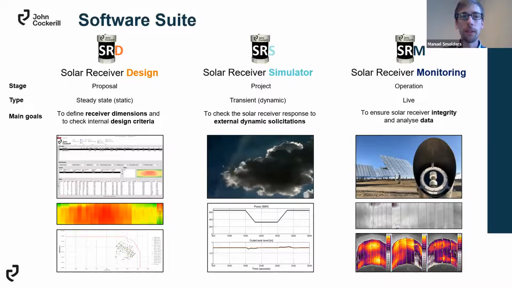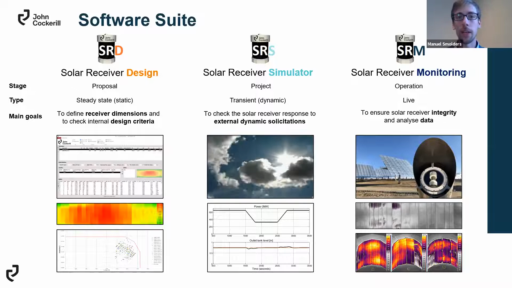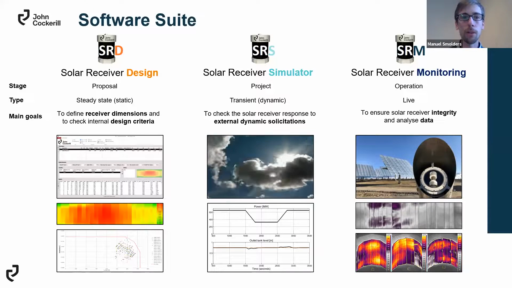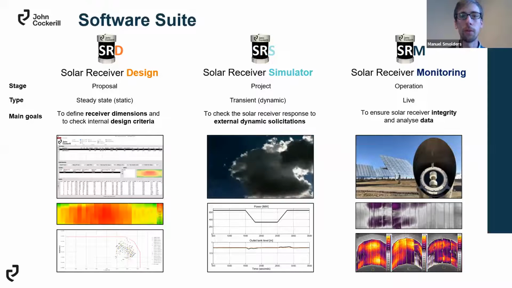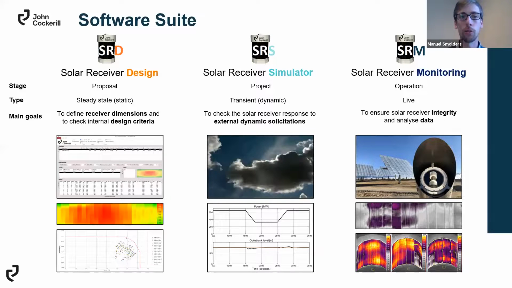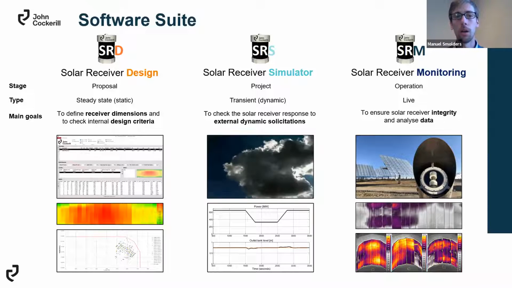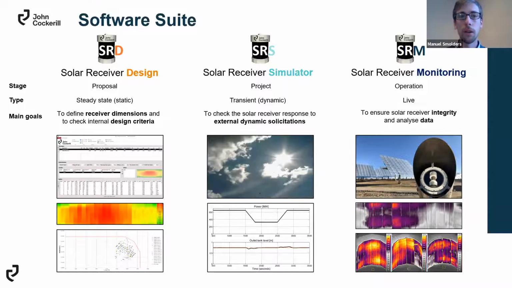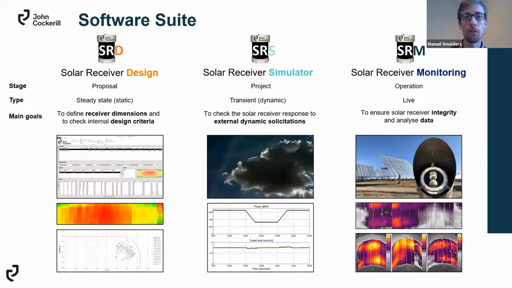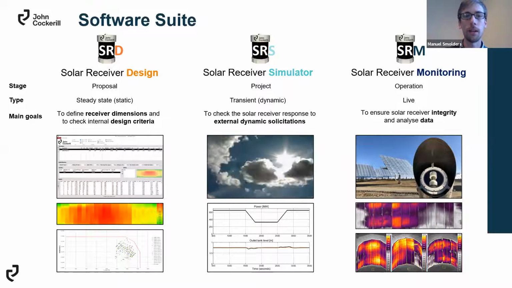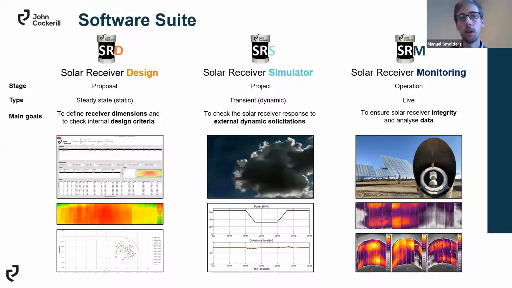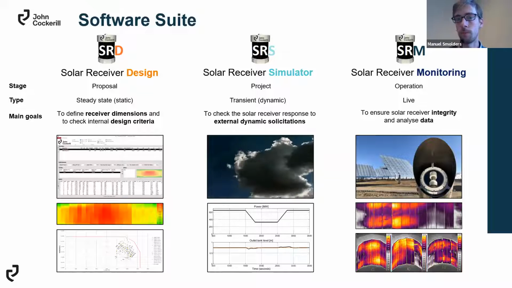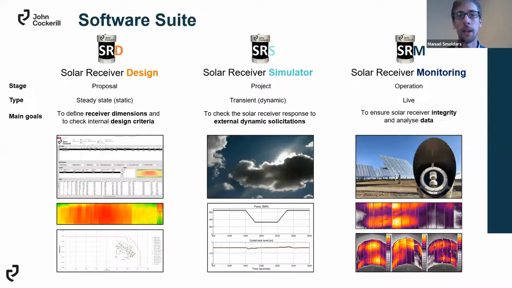The Solar Receiver Design software is a steady-state thermodynamic model. We use it mainly during proposal stage to optimize and guarantee the performances of the solar receiver based on different flux maps. The main input will be the flux map coming from the heliostat provider. It allows us to validate the receiver dimension to check the internal design criteria, such as the salt velocity or the internal metal temperature, which has to be limited to avoid corrosion, and well, a lot of other internal criteria.